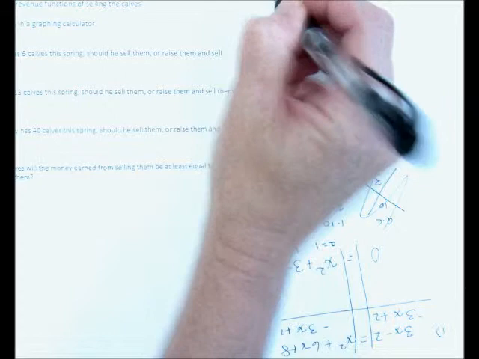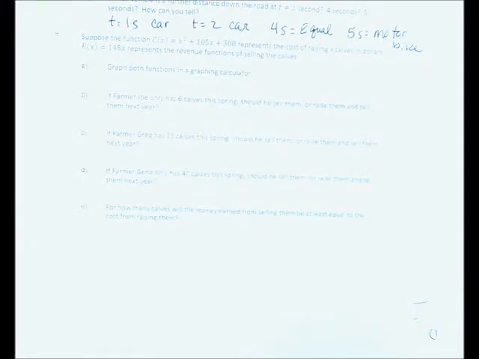So hopefully that helps you a little bit understand about how to graph and solve for solutions, or how to solve the solution algebraically.